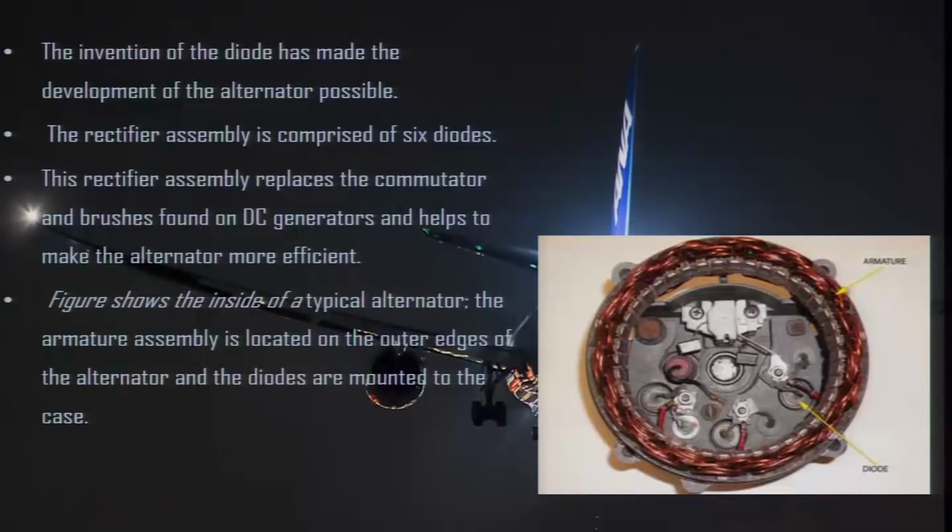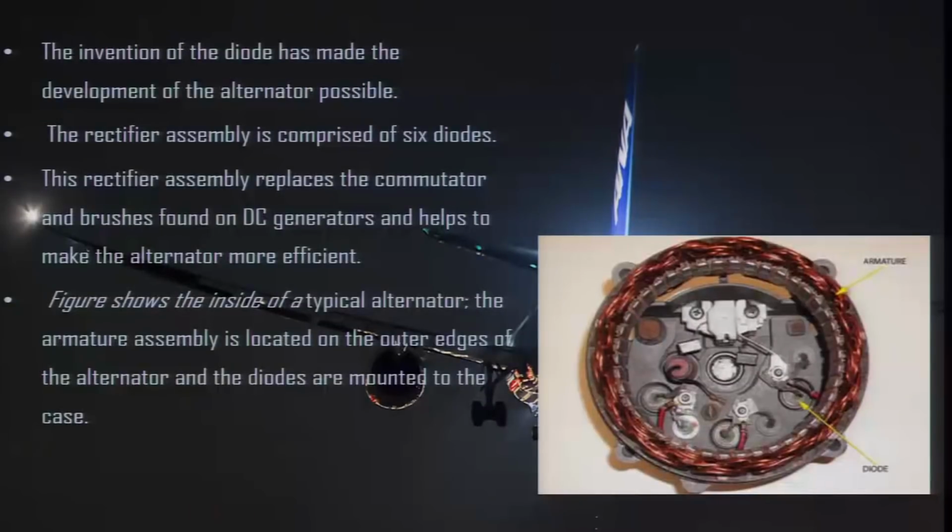You can see in this figure that the rectifier assembly is comprised of 6 diodes: 1, 2, 3, 4, 5, 6. This rectifier assembly replaces the commutator and brushes found on DC generators and helps to make the alternator more efficient.